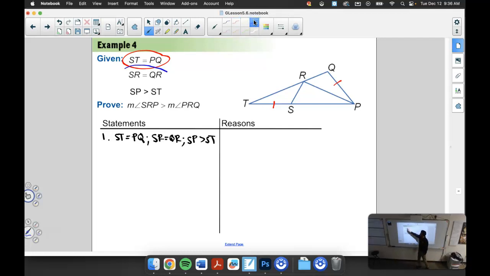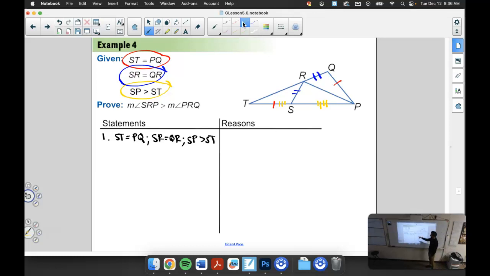All right. SR is equal to QR. And then this last one, SP is greater than ST. We'll put 4 marks to 3. One's bigger, okay? If you want to leave those off, it's just helping us.